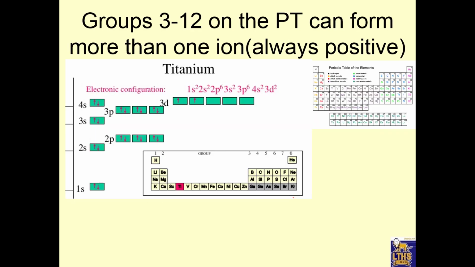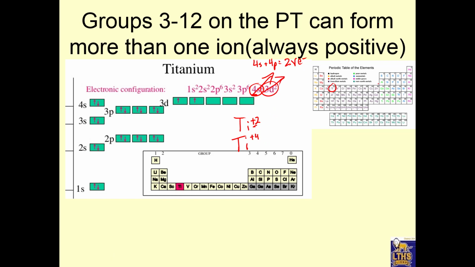Okay, so groups 3 to 12 on the periodic table can form more than one ion. So here's titanium's electron configuration. So what kind of ion will titanium form? Well, first let's find valence electrons. Its highest energy level is 4. 4s plus 4p equals 2, right? So that's 2 valence electrons. So if titanium loses those 2, it becomes a titanium plus 2 ion, and those are gone. Titanium could be a plus 4 ion if it loses those 2 and loses 2 in the d orbital.